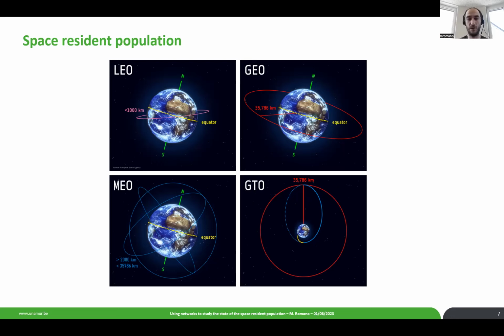And we have geostationary transfer orbit, which, as the name implies, are the orbits that are used to transfer to the GEO orbit. And so different satellites, different orbits, and different families within the population are focused here.